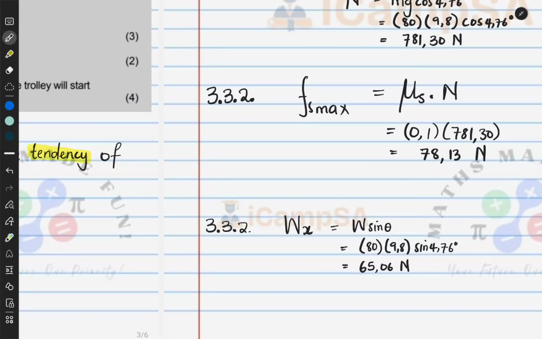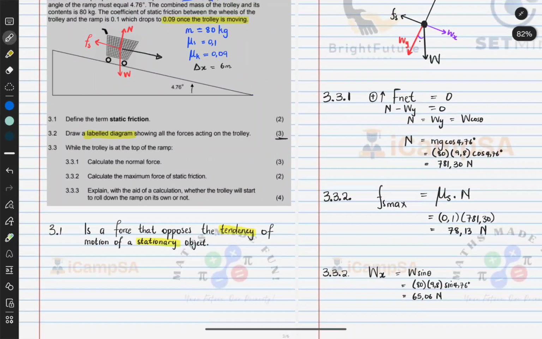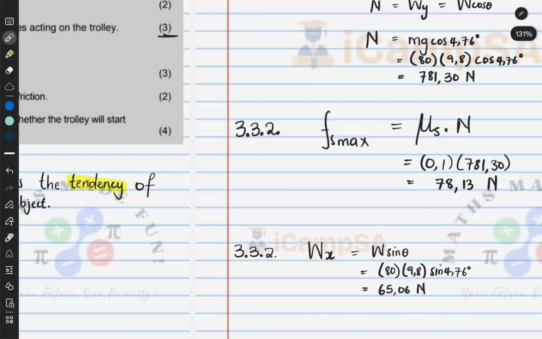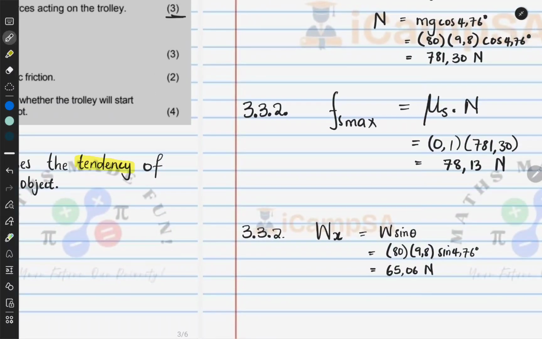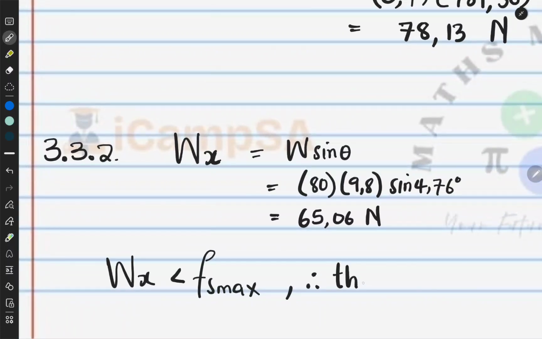Now let's compare it with Fs max. So when we are checking Fs max, we find that Wx is less than Fs max. Right. If Wx is less than Fs max, which is the maximum static friction, it means this thing won't move, because it won't be able to overcome the maximum static friction of the trolley. Therefore, the trolley will not move.